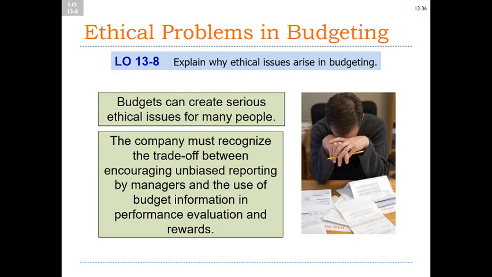What can I say? Budgeting can create ethical problems because many times it creates, I don't know, unintended behavior, I guess you might say. And so here the company must recognize the trade-off between encouraging unbiased reporting by managers and the use of budget information in performance evaluations and rewards.